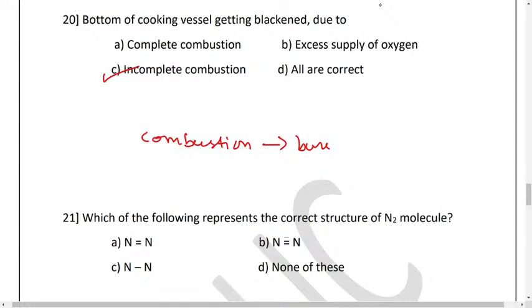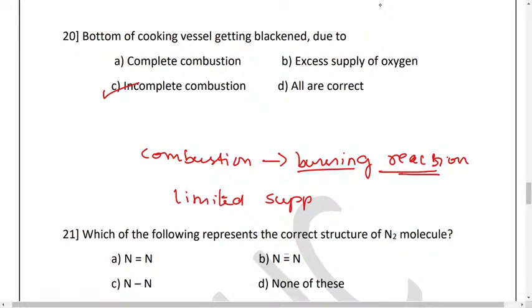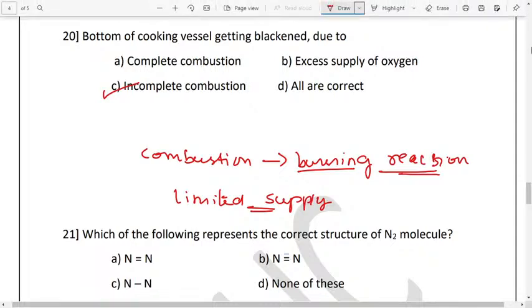Burning reaction. Now, dear students, any burning reaction always releases a large amount of energy in the form of light and heat. If the burning process takes place in the presence of a limited supply of oxygen, limited supply. Understood? If the combustion process takes place in the limited supply of oxygen, combustion will not be completed. That type of combustion is always called incomplete combustion.